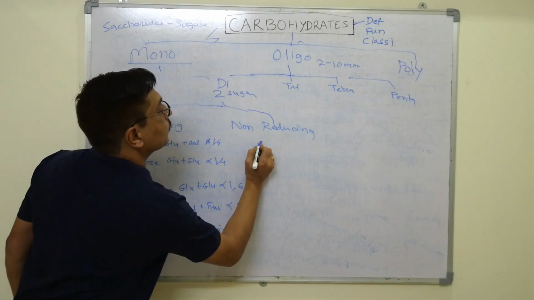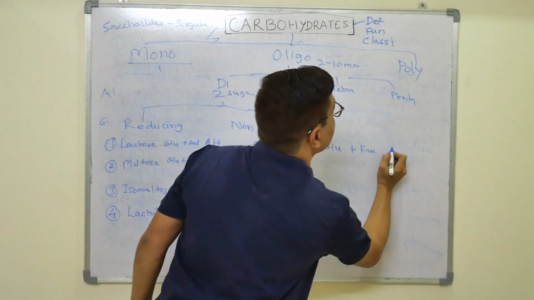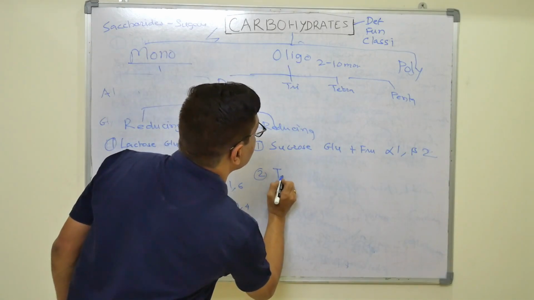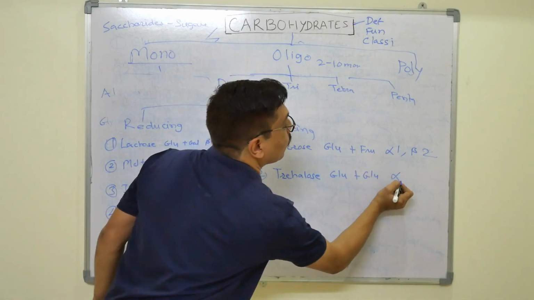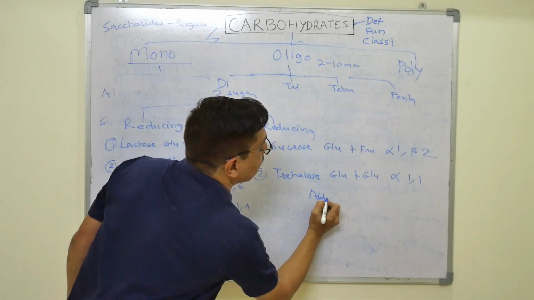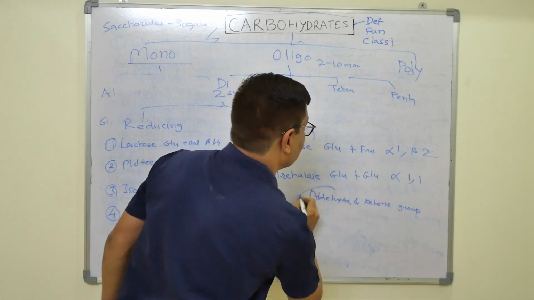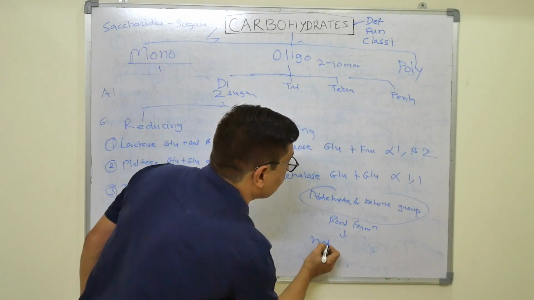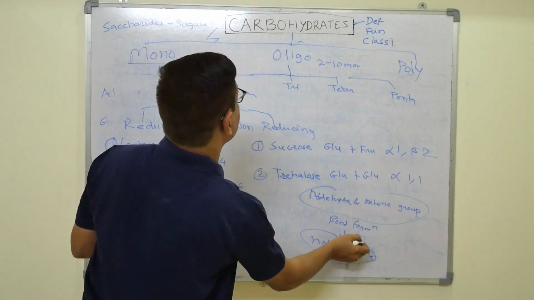The non-reducing disaccharides are sucrose, which contains glucose and fructose linked by an alpha-1, beta-2 glycosidic linkage, and trehalose, which contains glucose and glucose linked by an alpha-1,1 glycosidic linkage. In non-reducing disaccharides, the reducing groups, that is aldehydes and ketones, are involved in bond formation and they do not exhibit the property of reduction, hence they are called non-reducing disaccharides.